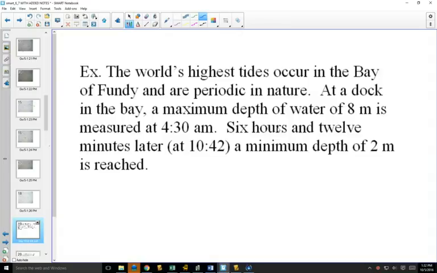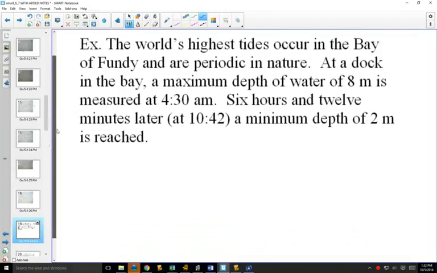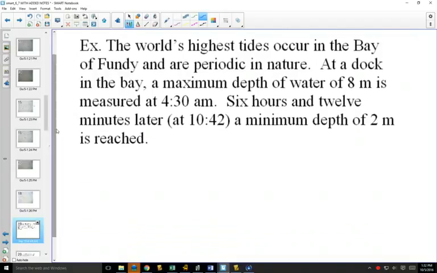Here we have tides again, but unlike our first tide question, which had the equation, now we don't have an equation. Oh, I know. It's like the sunset one. We've got times. We know that the maximum depth of water, 8 meters, happens at 4:30 in the morning. And the minimum depth happens 6 hours and 12 minutes later at 10:42.